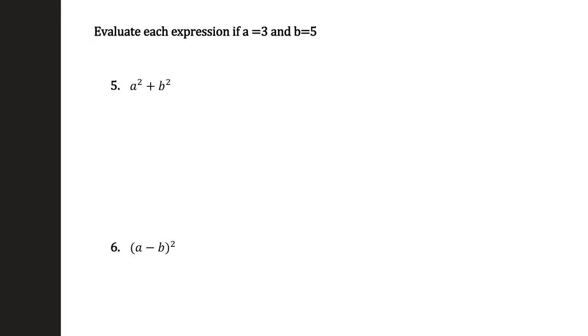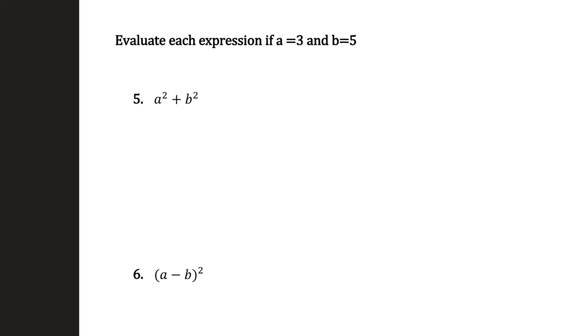If you see something like this, essentially these are evaluating each expression. It gives you the values of a and b, so you just go in here and substitute. So instead of a squared plus b squared, it would be 3 squared plus 5 squared. So 3 squared is 3 times 3, 9, plus 25, which is 36. Pretty simple, right?